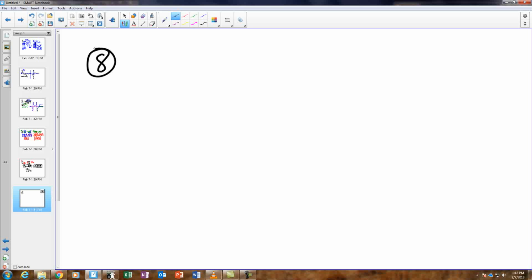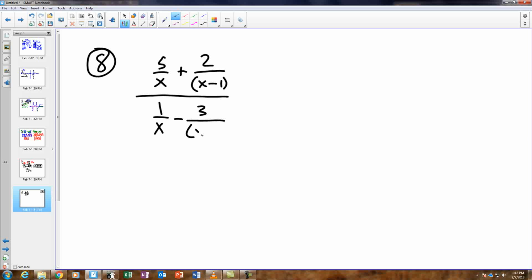So looking at question number 8, we have 5 over x plus 2 over x minus 1, all divided by 1 over x minus 3 over x minus 1. First thing I see is this negative here. I'm going to make it plus a negative 3. Getting rid of that, I think, is an important piece.